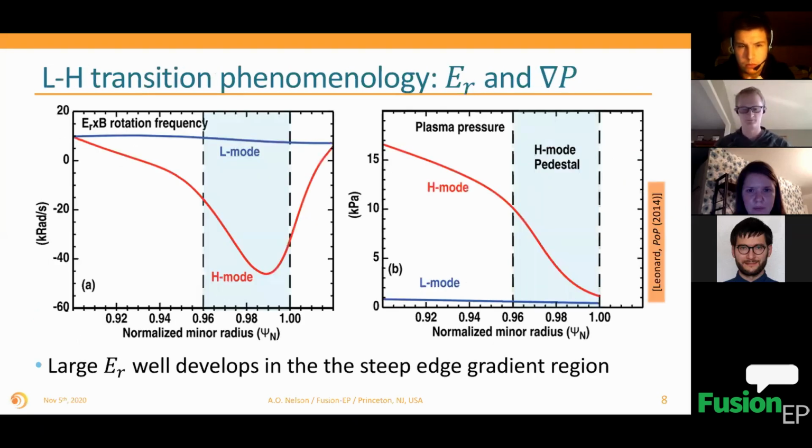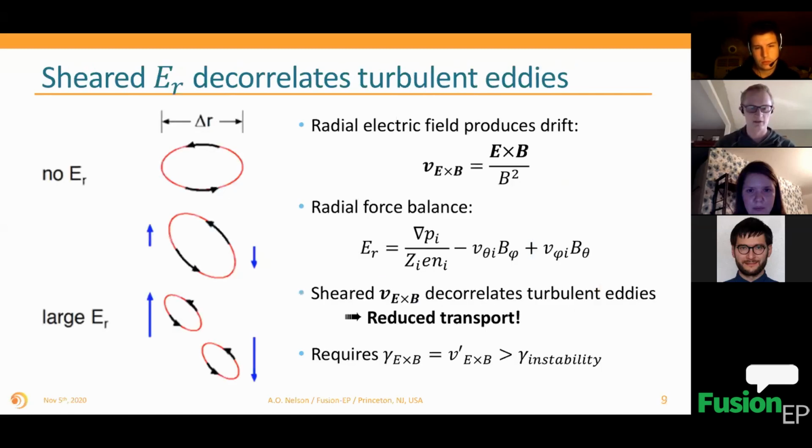So what are some phenomenological trademarks of a pedestal? Well, like I said before, we have the steep gradient region right in the edge, and we also have an E_r well dip. This dip in the E_r is literally just a well in the electric field. And this well in the electric field turns out to be very important for the development of the steep gradient region. And why is that?